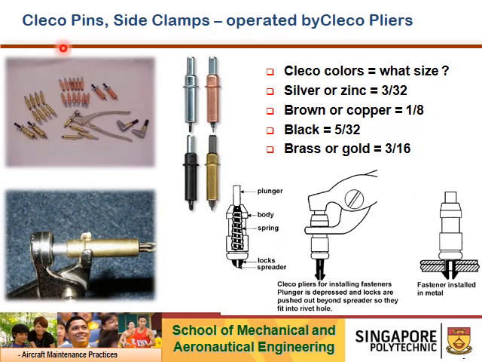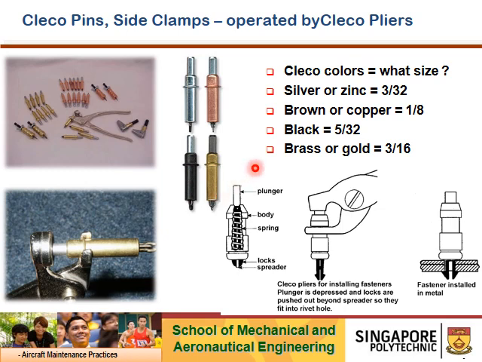This is a better picture of a Cleco pin. You will learn how to use a Cleco pin and Cleco plier during the practical session. But do take note that the various color coding of Cleco pins indicates the hole diameter they should be used on. Silver or zinc is for 3/32, brown or copper is 1/8 inch diameter, black is 3/32 inch diameter, and brass and gold, which is very common, is 3/16. In our practical, you will see a gold or brass type of Cleco. In this case, this is the one.